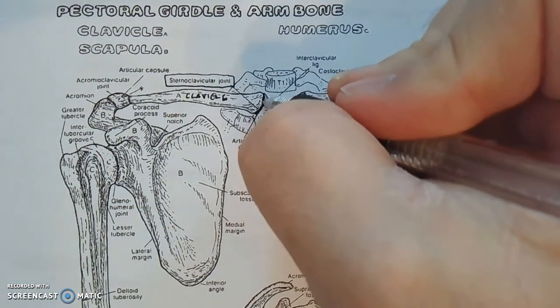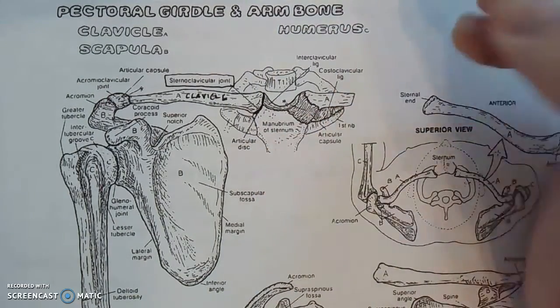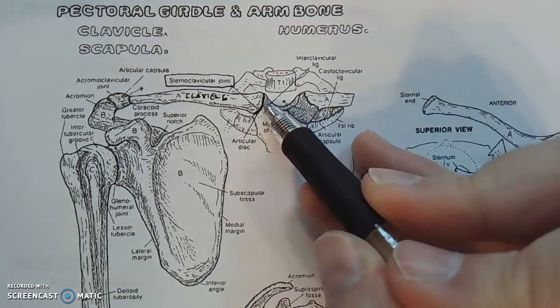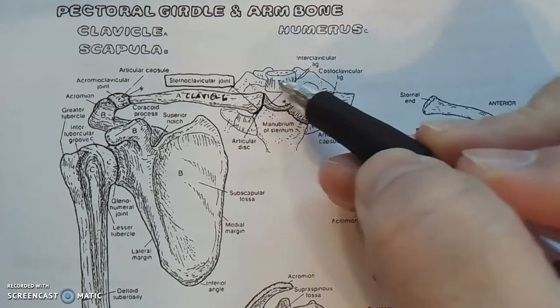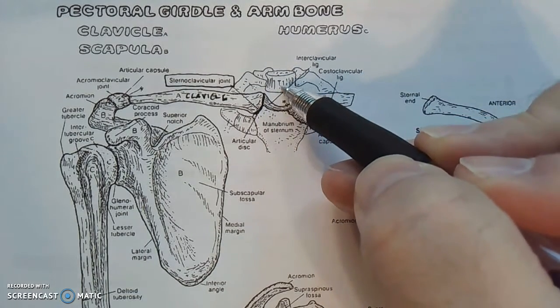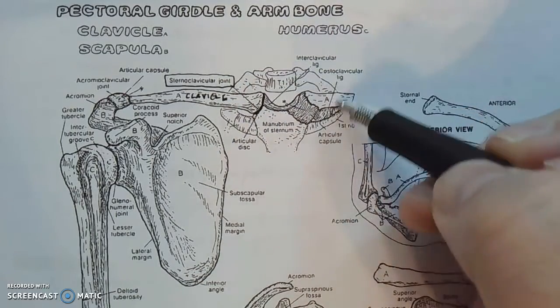So it is this area right here. And here is the manubrium of the sternum. And you can see that we have a lot of ligaments because this is not a very movable joint. Here is a vertebrae, and this would be T1. And then this is the first pair of ribs here.